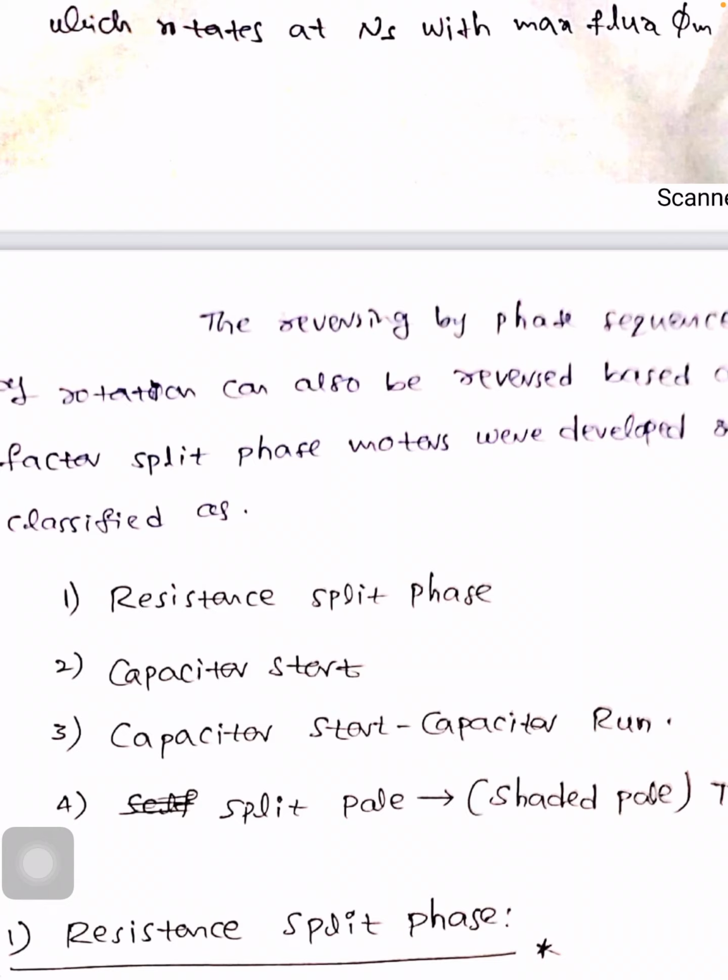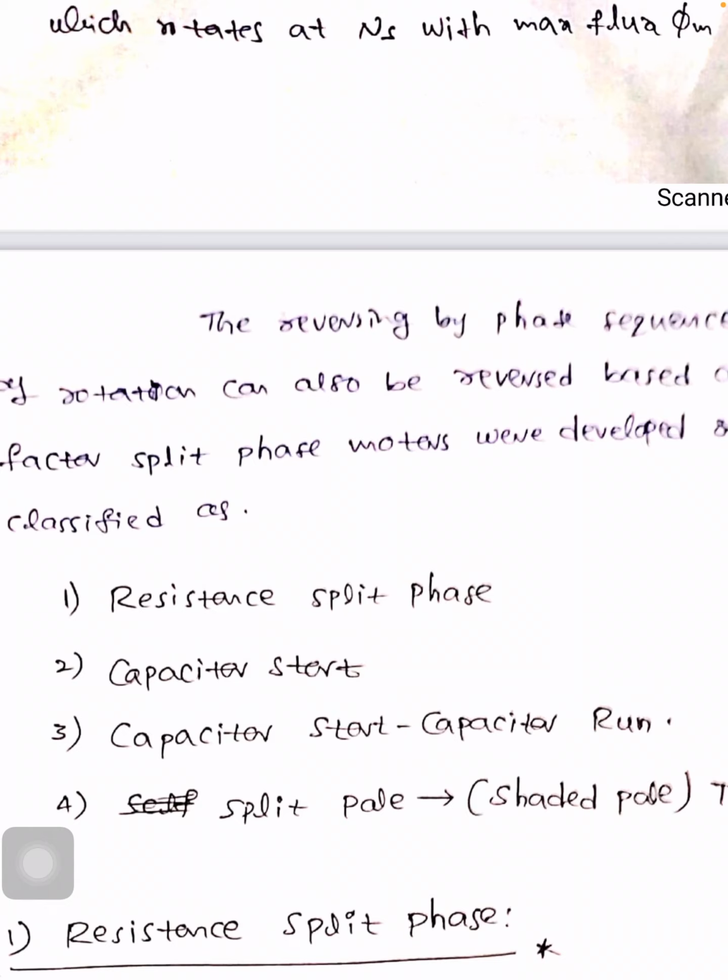And why is it called resistance? Because the starting winding has high resistance, and this winding is connected with the main winding at starting time only. Under the running condition, the starting winding gets disconnected from the main winding. Due to that reason, it is called a resistance split phase single phase induction motor.